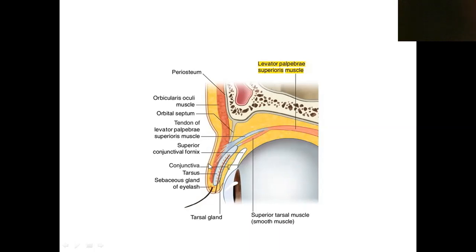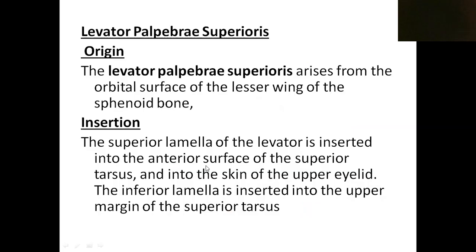This double red line represents the skin of the upper eyelid. So it is inserted into that skin as well as the anterior surface of the superior tarsal plate. So that is also clear. It is inserted into the anterior surface of the superior tarsal plate and the skin of the upper eyelid. That point is clear, the superior lamina. Then the inferior lamina is inserted into the upper margin of the superior tarsal plate. So insertion is also clear.